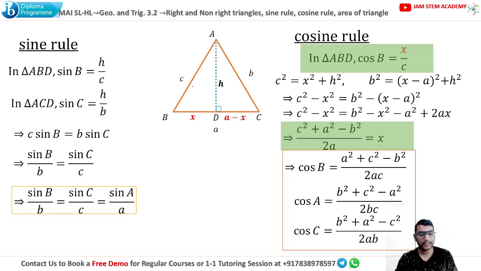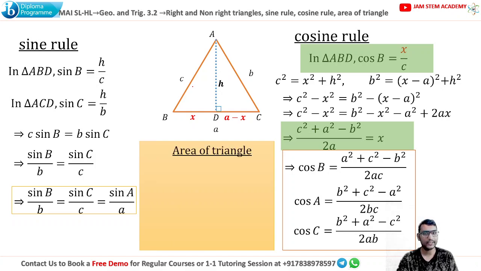Now the third and the most important part, area of triangle ABC. We already know if we have a triangle, then its area is given by half into base into height.